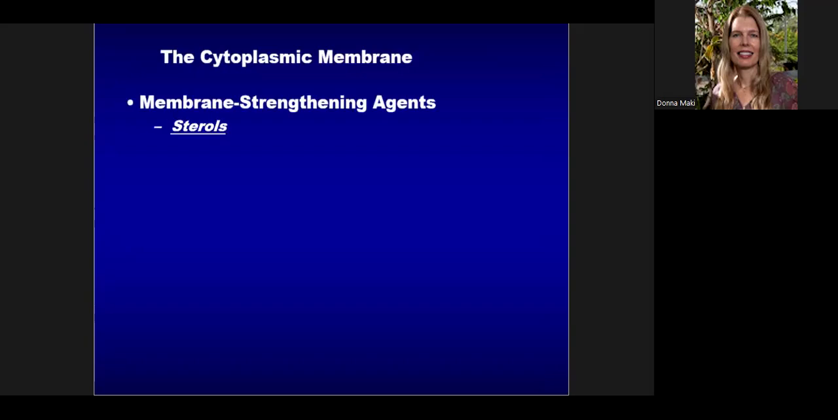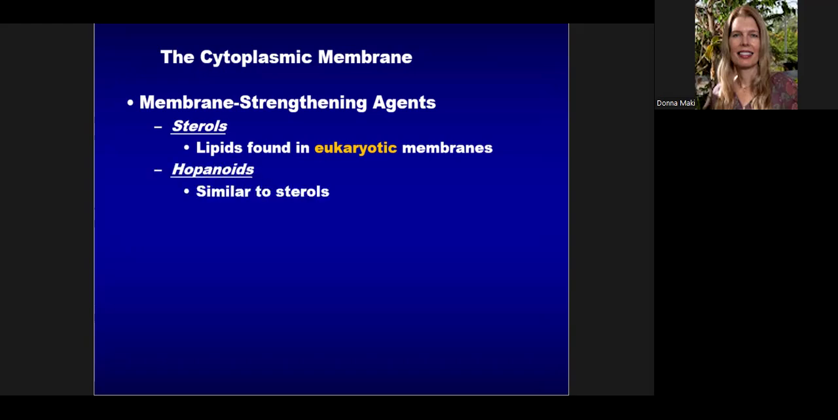So when you look at our cell membranes, there'll be some composition of sterols that will help strengthen it. And so eukaryotic membranes, like ours, have sterols, including cholesterol. Hopanoids, though, are what we tend to see in bacteria because they're prokaryotic, remember now.